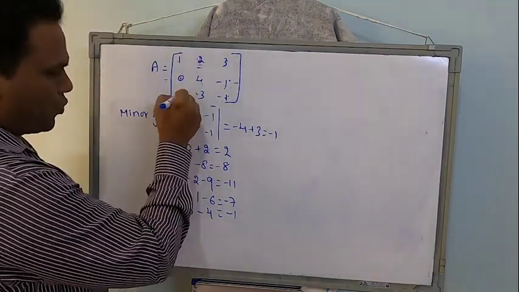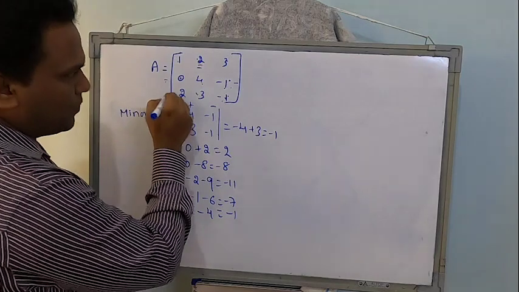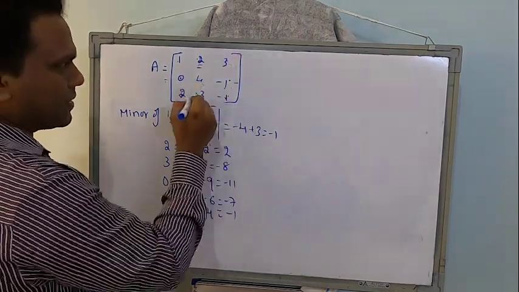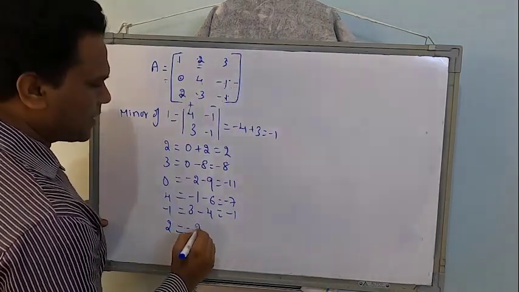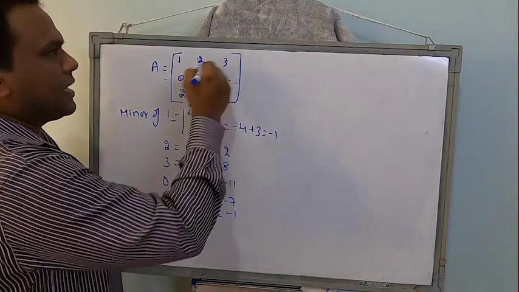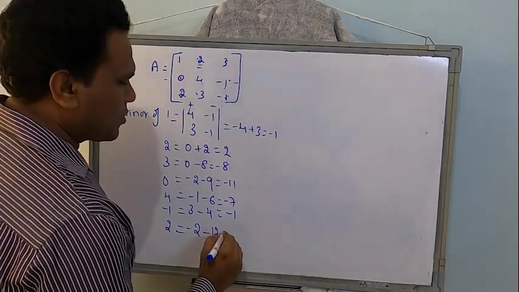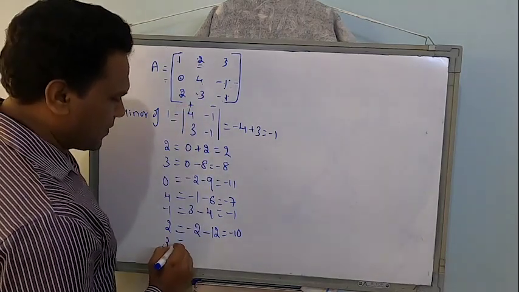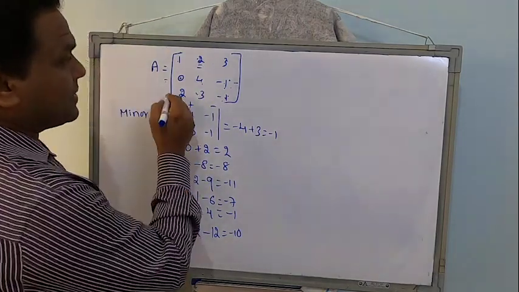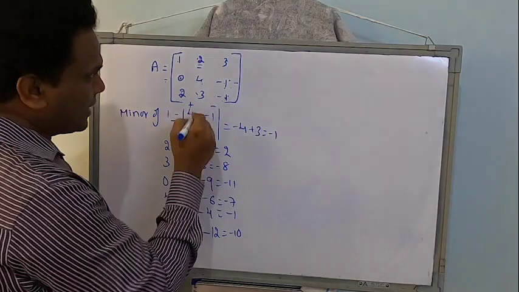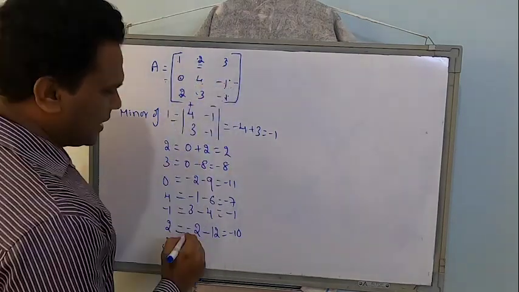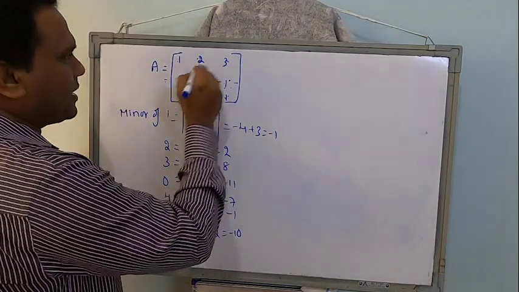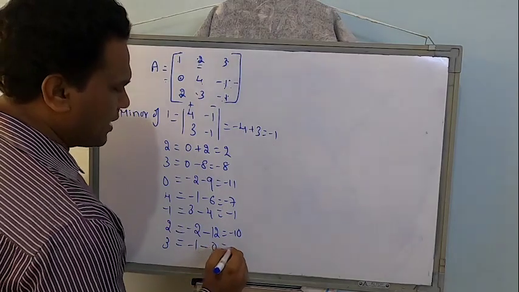3, minor of 2, correct? Now it's an element of first column, third row, right? The remainings are these 4. 2 multiplied by minus 1, minus 2, minus 3 multiplied by 4, 12. So on simplifying, minus 10. Next, minor of 3. It's an element of third row and second column. Leaving this, 1 multiplied by minus 1, 3 multiplied by 0 will be 0, so equal to minus 1.